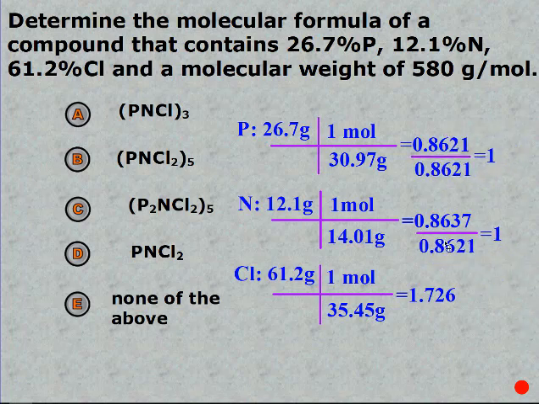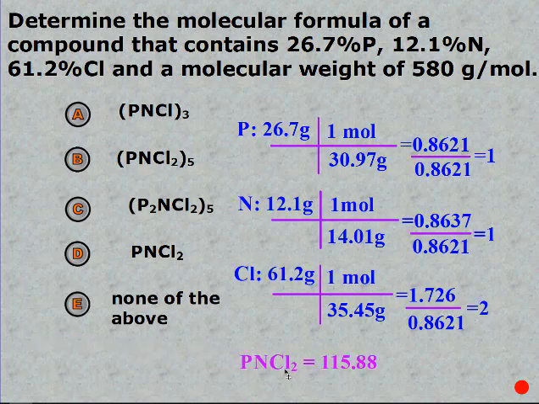0.8621 is the smallest, so we divide all of them by that number. And we can see that our empirical should be P1N1Cl2. It has a molar mass of 115.88. So 580 divided by 115.88 gives you 5, which is how we get B as our answer.